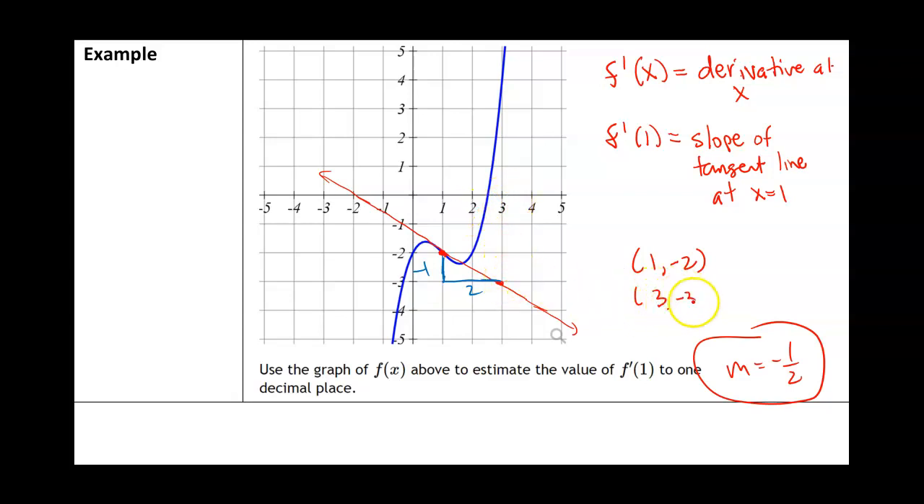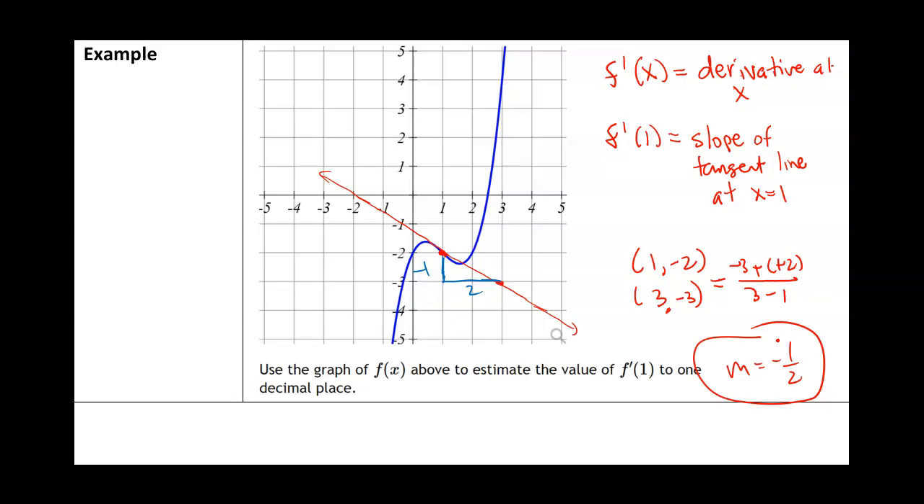So if I took the point 1 comma negative 2, and my second point is the point 3 comma negative 3, and slope is y2 minus y1 over x2 minus x1, it's going to give me negative 1/2 as my slope. I did it graphically, so I went down 1 across 2, which is going to be a slope of negative 1/2. I could also use my formula. So if I did y2 minus y1, that's negative 3 minus negative 2 over x2 minus x1, and then these become positive, so once again we end up with a negative 1/2.